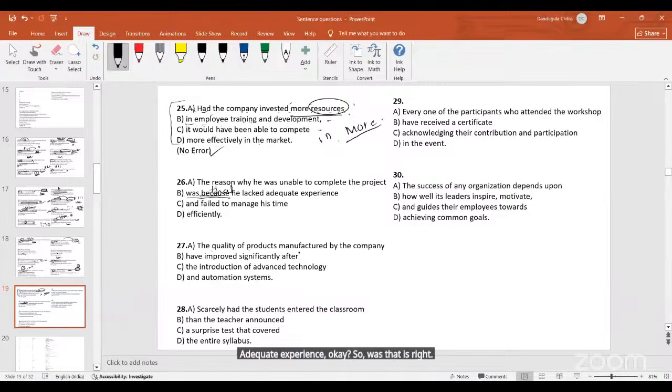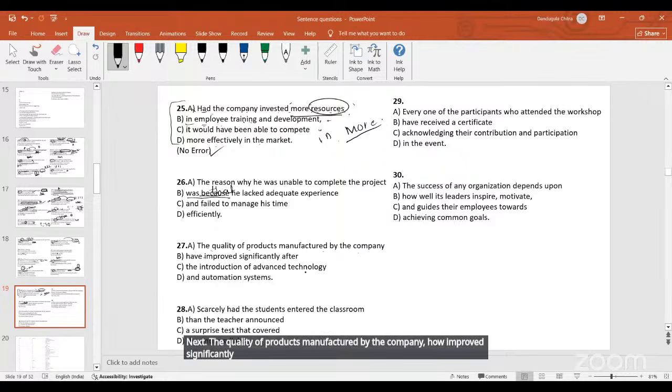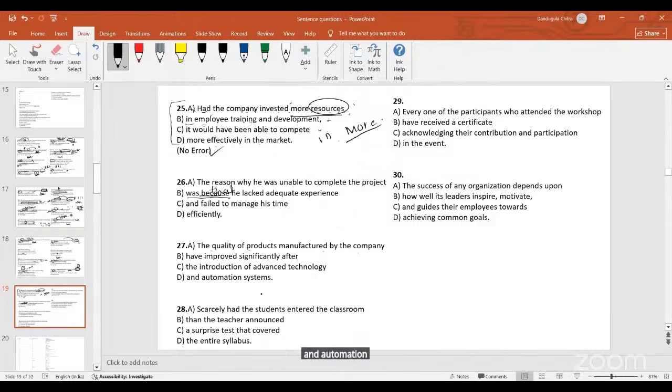Next, the quality of products manufactured by the company have improved significantly after the introduction of advanced technology and automation systems. The error is in option B, sir. "Has improved". Yes, as here we are talking about quality, so the quality has improved.